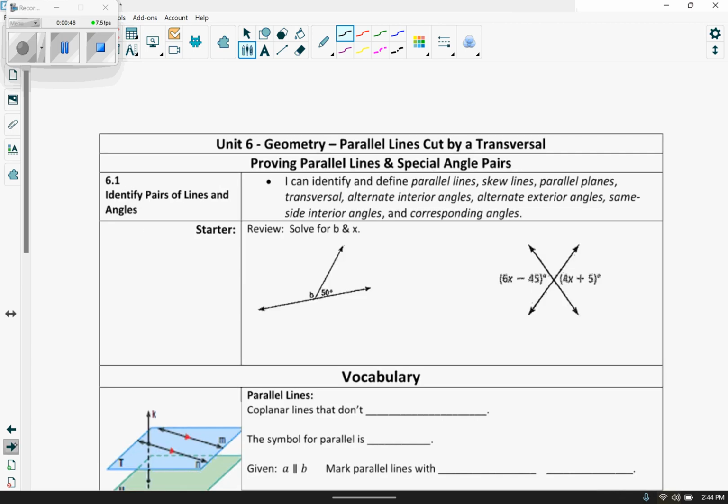All right, so we're going to jump right in. We have a little bit of a review from the geometry unit, unit 2, I believe. And then we're going to talk about parallel lines cut by a transversal.